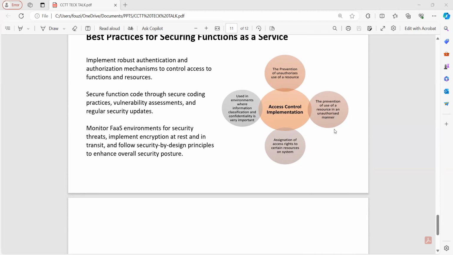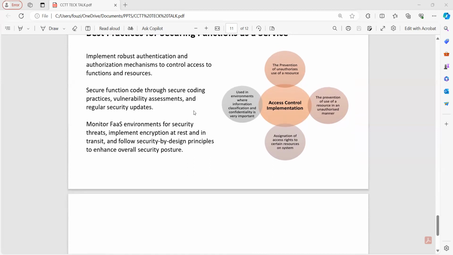So access control implementation is the prevention of unauthorized use of server resources, and the assignment of access rights to certain resources on a system used in environments where information classification and confidentiality is very important. So how is it implemented, or how does it happen? Access control is implemented. So these are the best practices for securing function as a service.